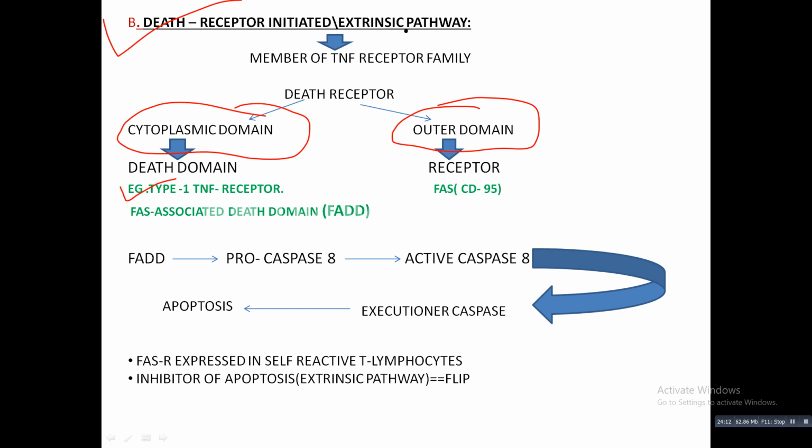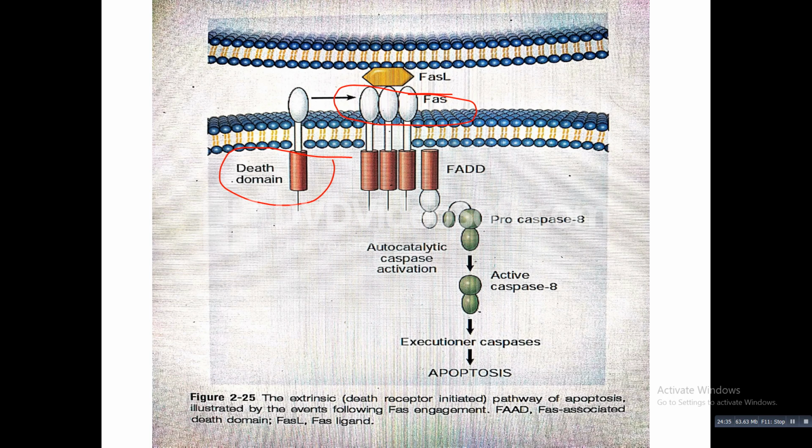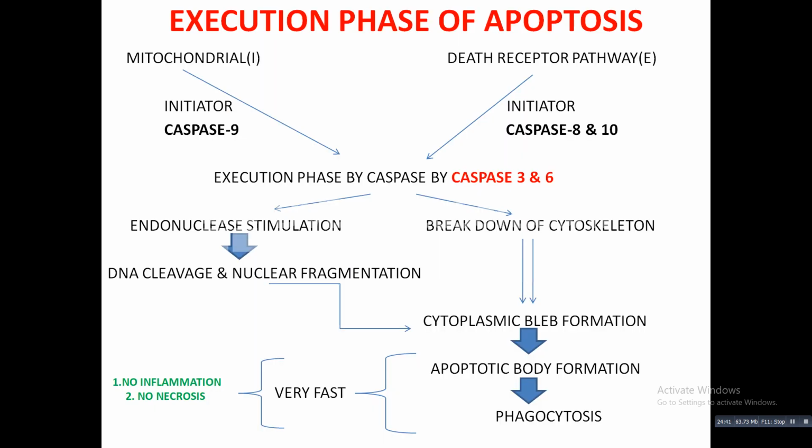Now the outer domain receptor, the example of that is Fas, that is CD95. Let us look over here. The Fas is an example of outer domain, and the death domain, that is FADD, is an example of cytoplasmic domain. Okay. What is important over here is that once the FADD gets stimulated, it will act on pro-caspase 8 leading to formation of active caspase 8, leading to stimulation of executioner caspase, ultimately leading to apoptosis.